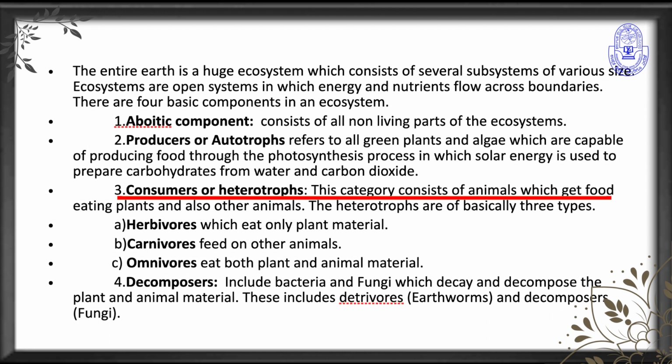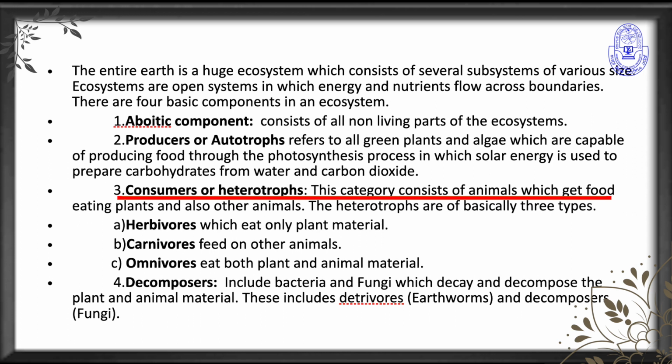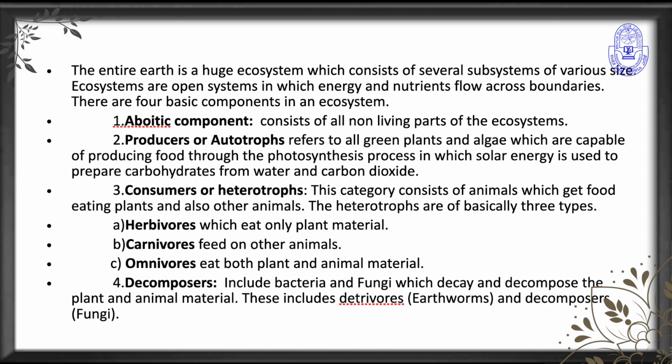The heterotrophs are basically of three types. They are herbivores, carnivores, and omnivores. The herbivores eat only plant materials. Carnivores feed on other animals, and omnivores eat both plant and animal material.